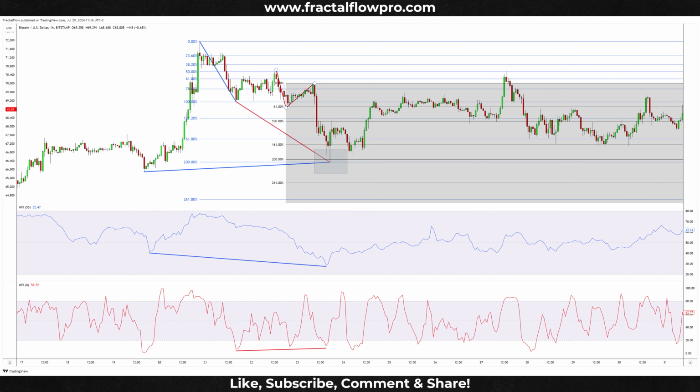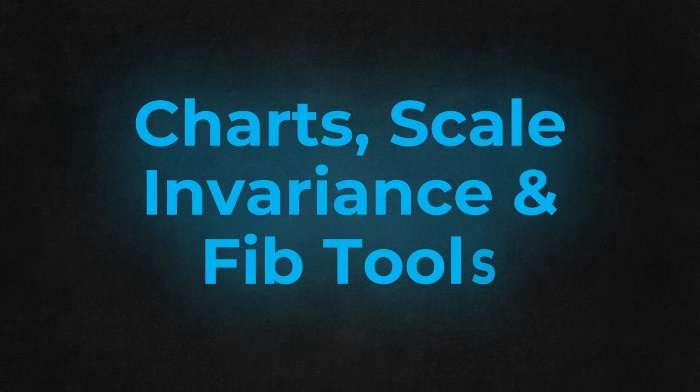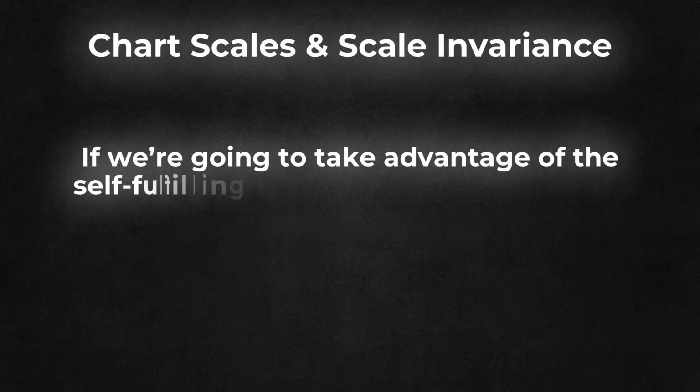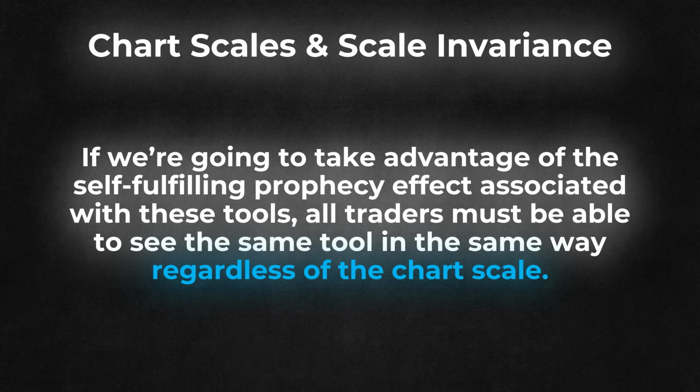Let's now talk about the problem of price charts, scale invariance, and Fib tools. Some traders correctly worry about the reliability of tools when chart scales change. That's an issue because if we're going to take advantage of the self-fulfilling prophecy effect associated with these tools, all traders must be able to see the same tool in the same way regardless of the chart scale.